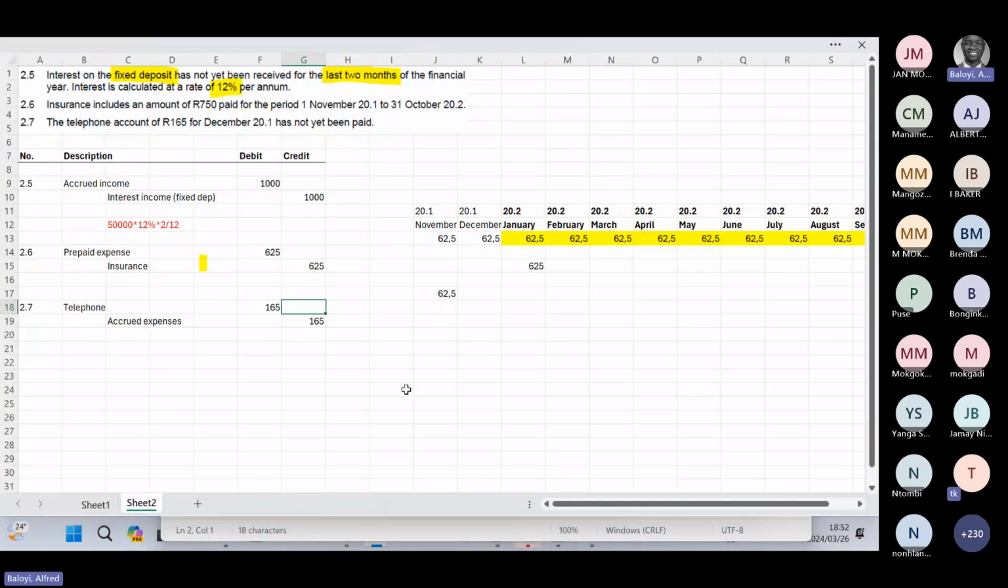Yes, this 750, they could have signed a contract on 1 November for something else. So that's why it's out of sync with the financial year. They could have just signed it on 1 November 20.1. Remember, some contracts are just for 12 months. You can't just say you want a 3-month contract. So that's why it's not in sync with the financial year. Okay, thank you. Welcome.